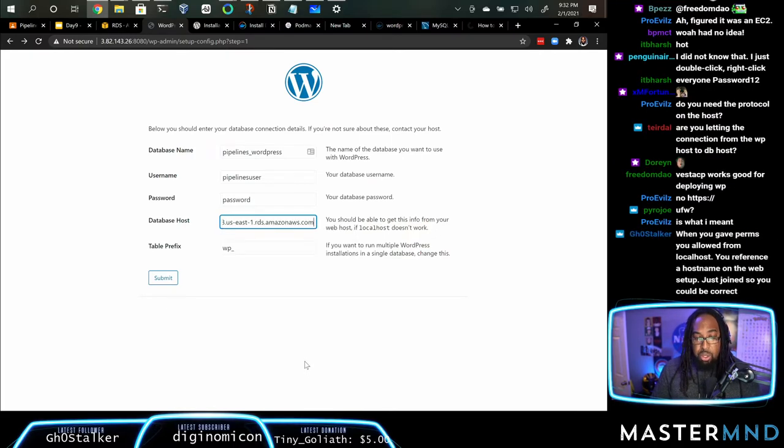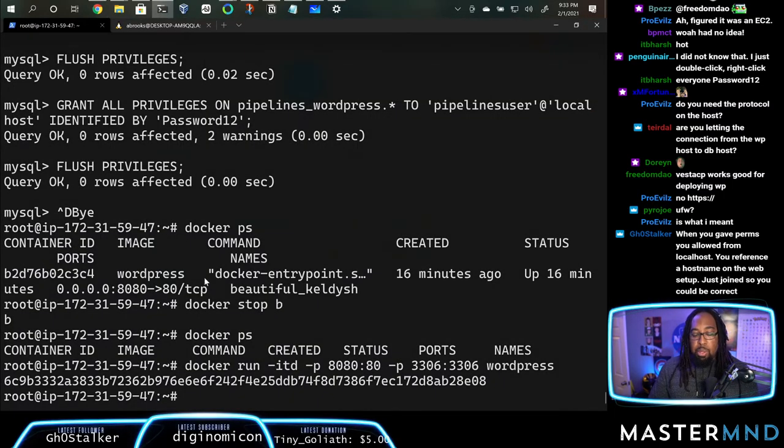Hold on. Maybe I have to do, when you gave perms, you allowed, yes. I only allowed from localhost. You are correct. There we go. You reference the host name in the web setup. Yep, 100%. You're right. See, that's what happens when we're rushing. Whenever we're short on time and you're rushing through, that's what happens. So the reason why is because I gave access to this user at localhost. I need to go back into MySQL and change that.